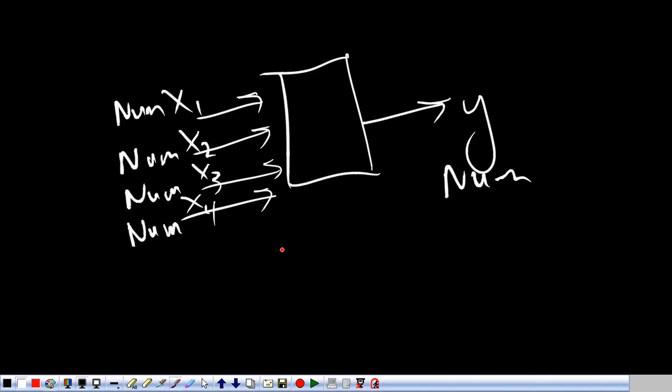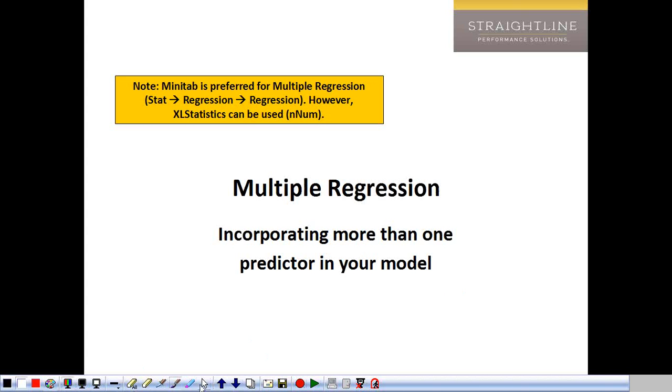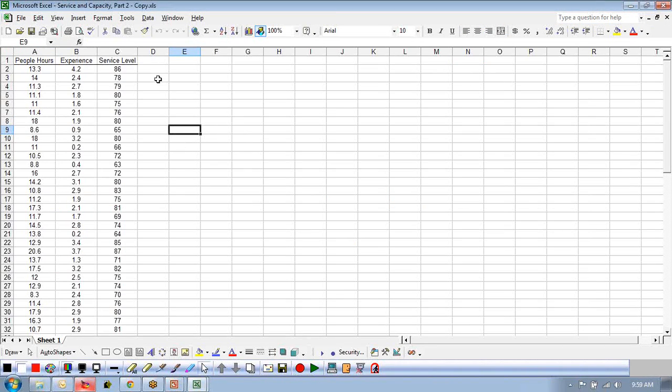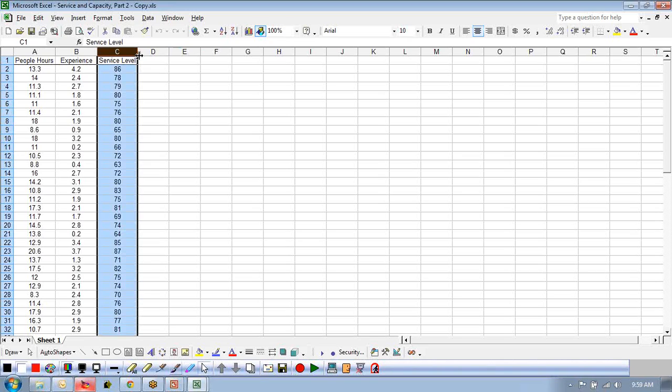All right? So let's do an example. And the example I want to do is actually taken from the book. It's an example that we covered a little bit earlier. It's people hours versus experience. Remember that one? Or versus service level. So if you recall, we want to be able to predict service level. We'll be in a situation where we're providing a service to a customer, and we want to be able to provide a certain level of service.